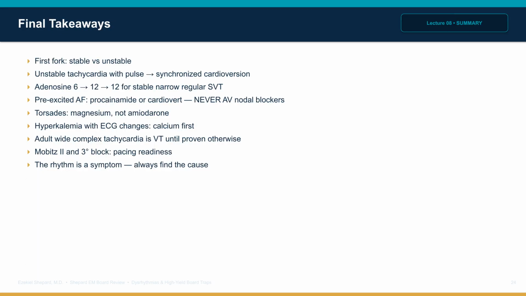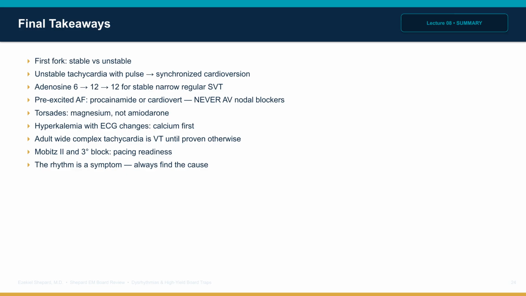The final takeaways are these. The first fork is stable versus unstable. Patients in the unstable group with a pulse and tachycardia get synchronized cardioversion. Adenosine is 6, then 12 milligrams for stable narrow regular SVT. Pre-excited atrial fibrillation gets procainamide or cardioversion. Never AV nodal blockers. Torsades gets magnesium, not amiodarone. That drug prolongs the QT and worsens the rhythm.